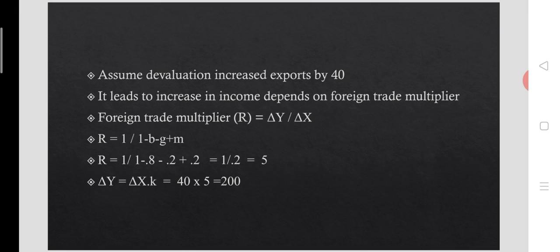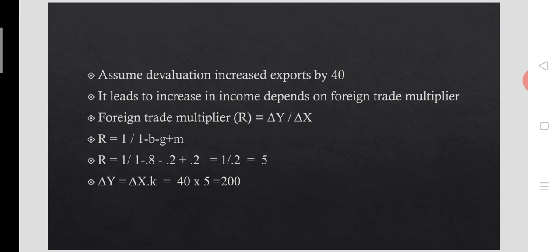This is the change in national income due to change in export, and here R, the foreign trade multiplier, is equal to 1 by 1 minus B minus G plus M. Here R is equal to 1 by 1 minus 0.8.